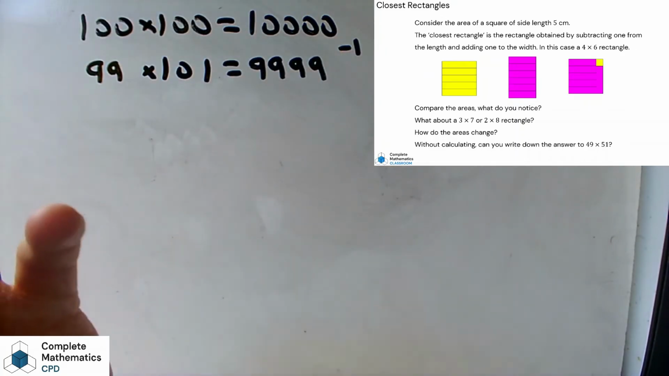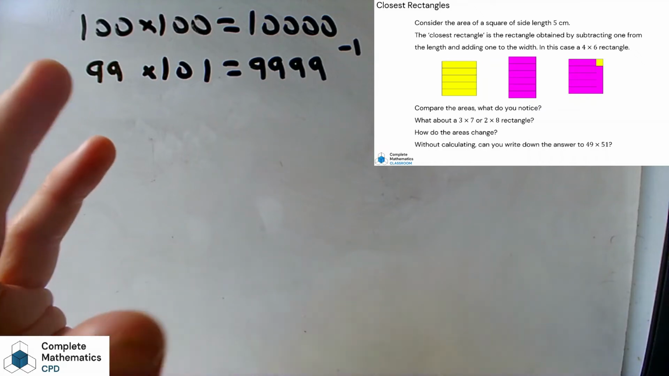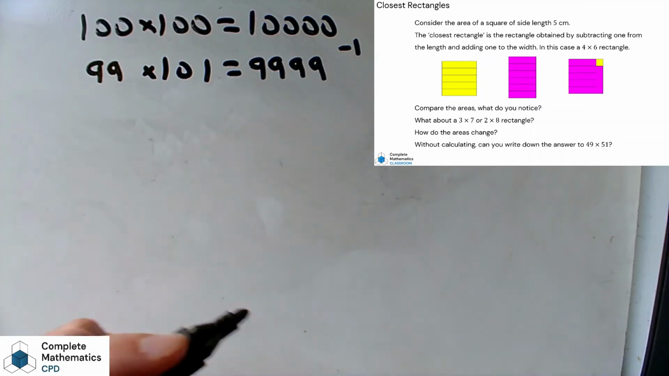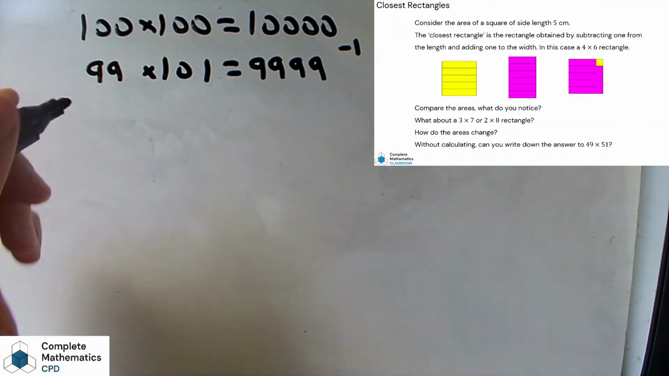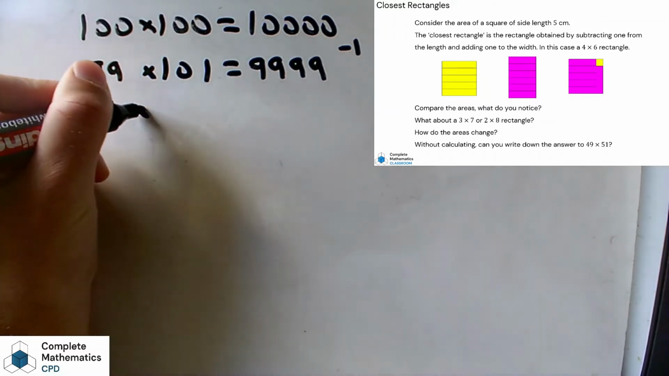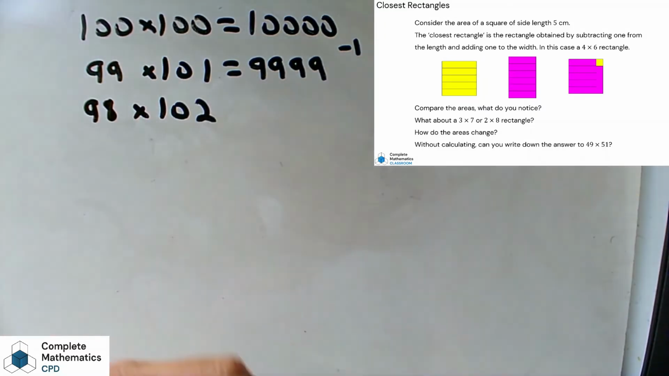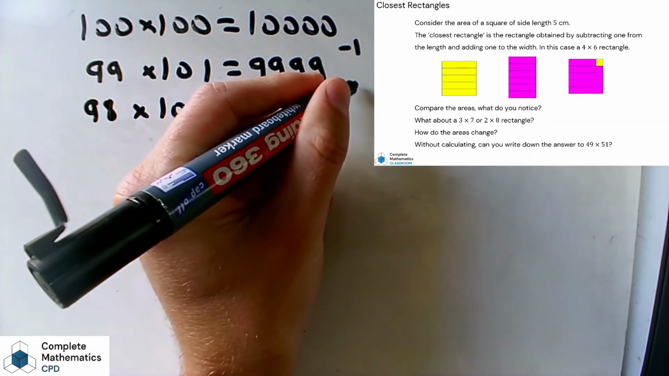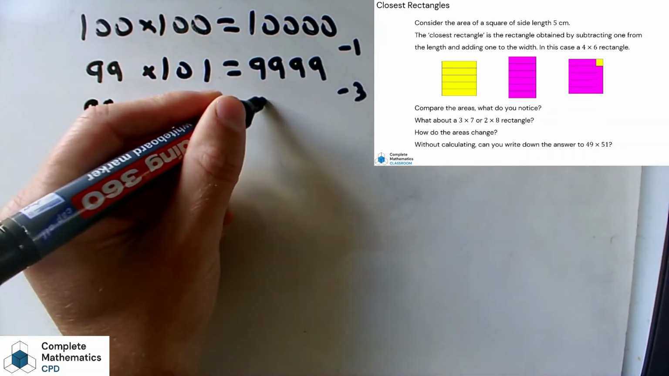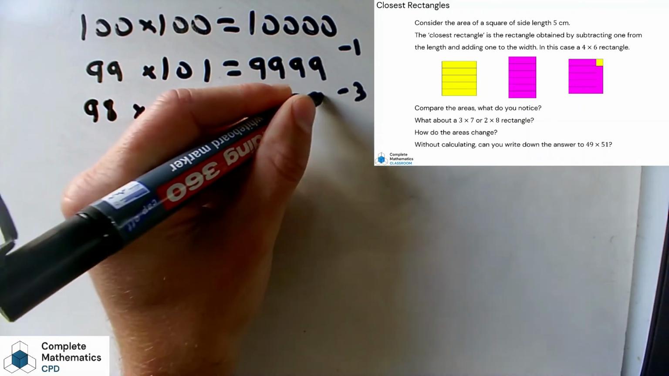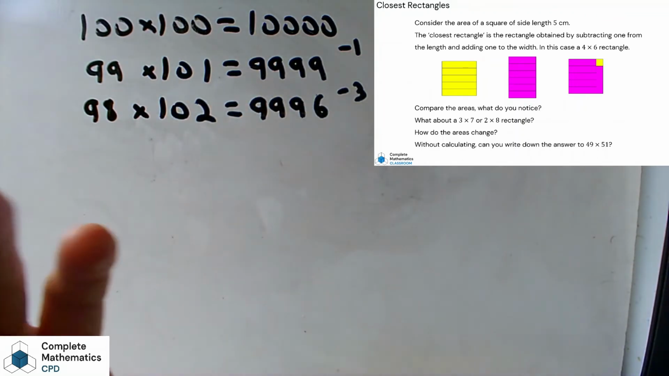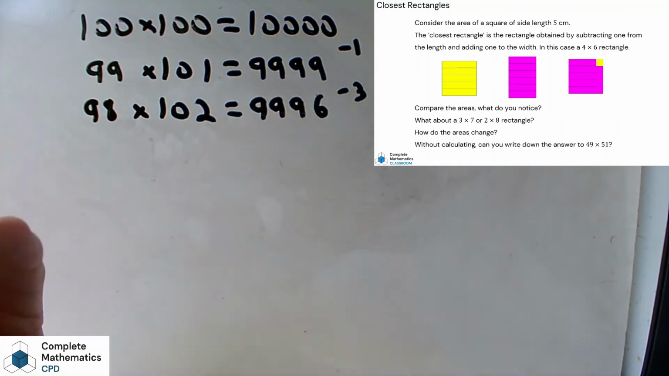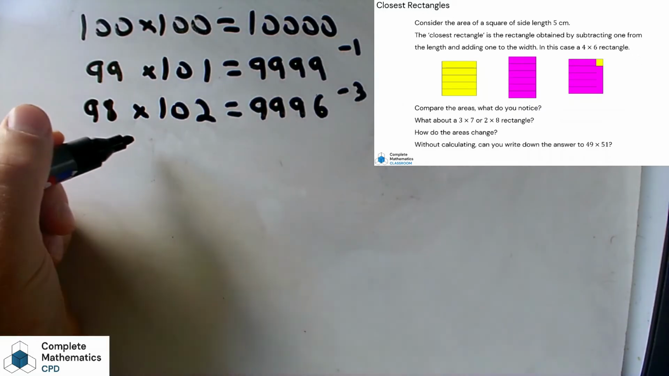And then you've got a really good hook or incentive for pupils to actually check this using either their grid method or their traditional long method for multiplication. And then you can go further. What about 98 times 102? Well, if you remember those patterns, that one should be another 3 off. So it should be 9,996. And they're really happy when they actually get that answer by checking it. And it's really good for you as a teacher because you know what the answer should be.